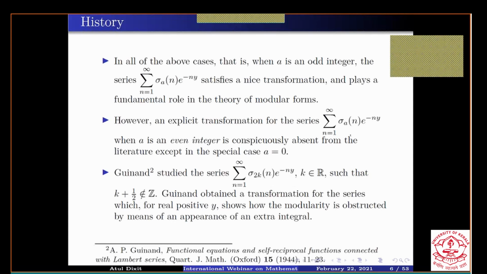So he says how the modularity is abstracted by means of an appearance of an extra integral. That's a principal value integral that he looks at. But still, this is one of the few results that are there when you are actually looking at 2k for at least k real. Okay.